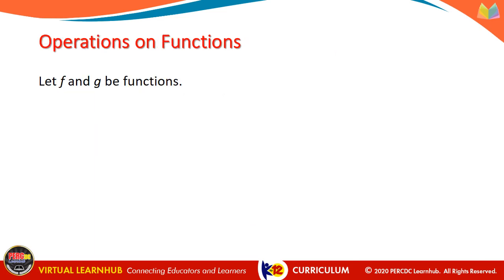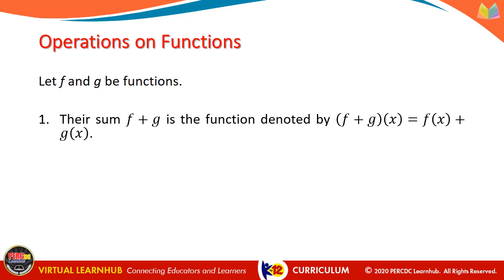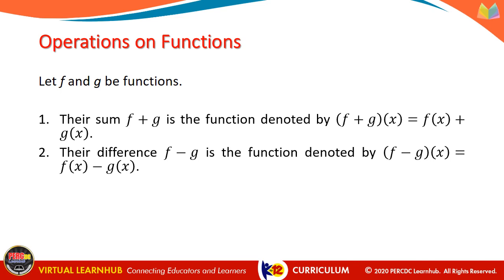Let us now go to operations on functions. Let f and g be functions. Their sum, f plus g, is the function denoted by f plus g of x, which is equal to f of x plus g of x. Their difference, f minus g, is the function denoted by f minus g of x, which is equal to f of x minus g of x.